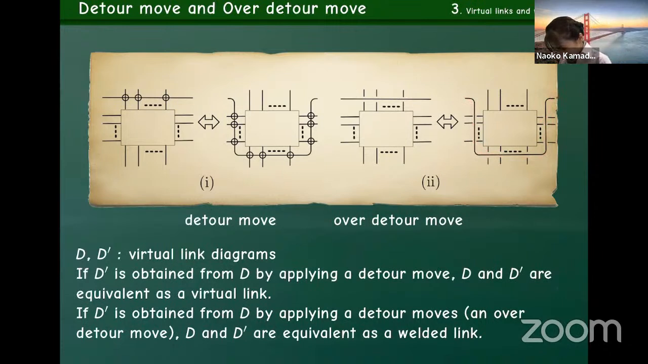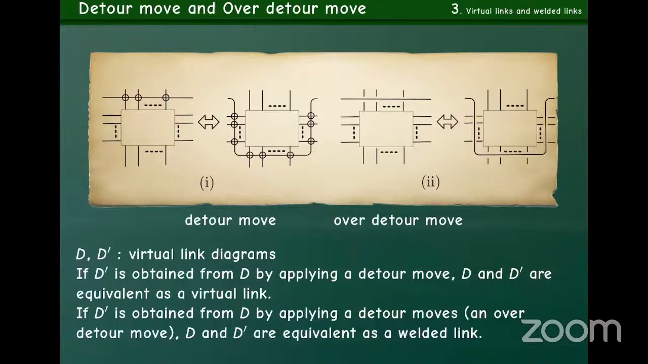Let D and D prime be virtual link diagrams. If D prime is obtained from D by applying a detour move, then D and D prime are equivalent as virtual links. If D prime is obtained from D by applying a detour move or an over detour move, then D and D prime are equivalent as welded links. I use this move for the proof of our theorem.